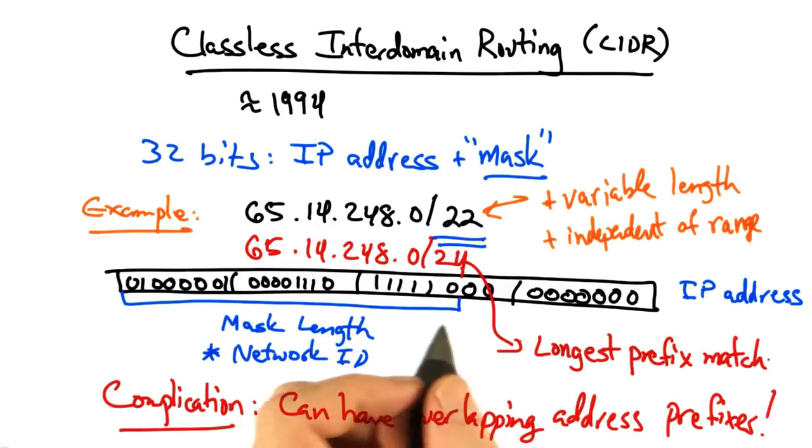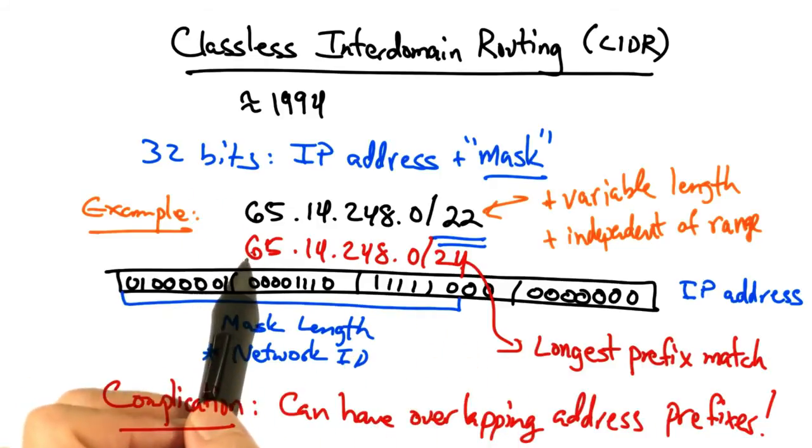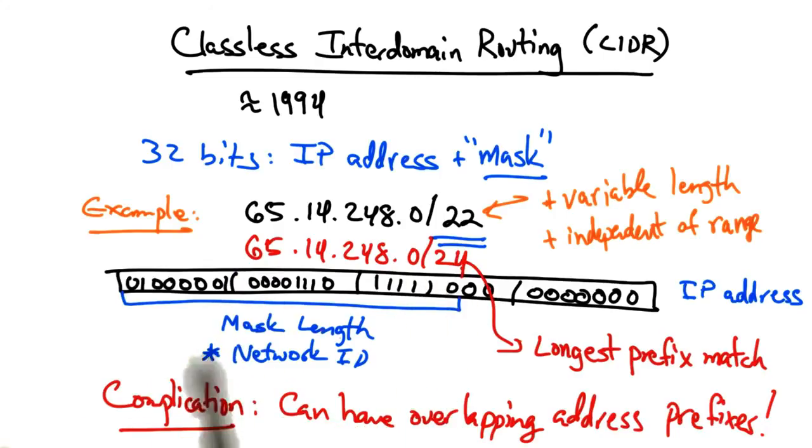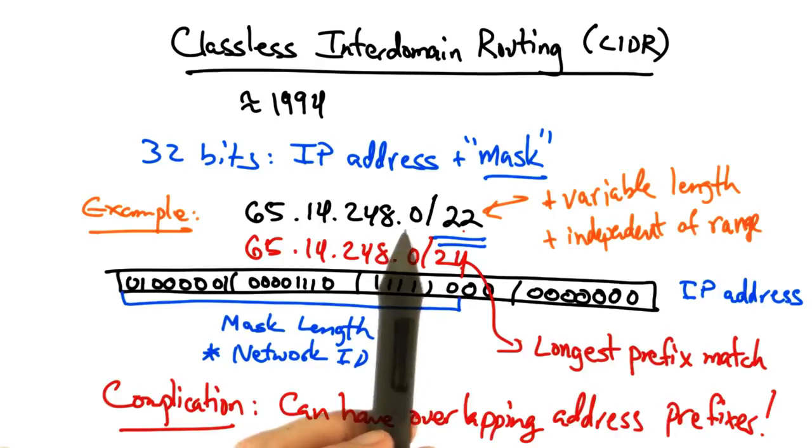The solution is actually to forward on what's called the longest prefix match, meaning that if a routing table has two overlapping entries, it should forward according to the entry that has the longest prefix or the longest mask length. Intuitively, that makes sense because the prefix with the longer mask length is more specific than the prefix with the shorter mask or the larger prefix.